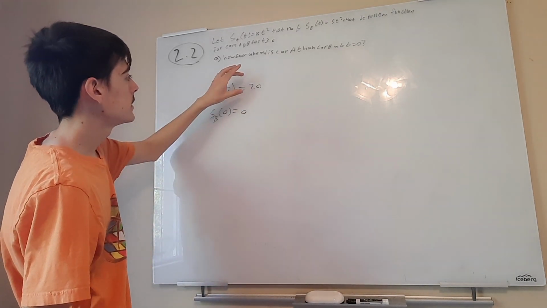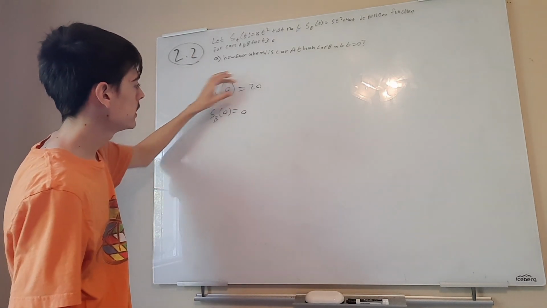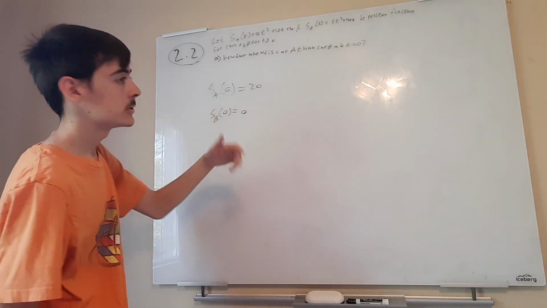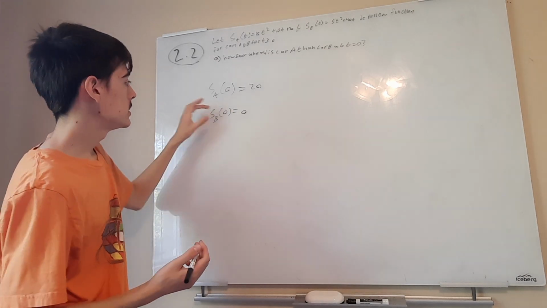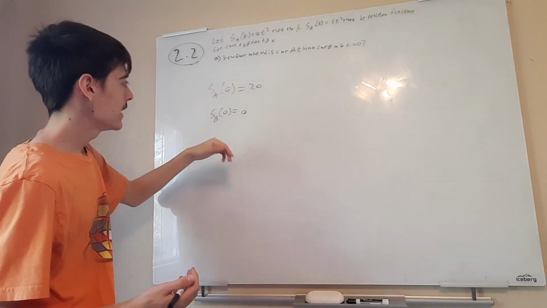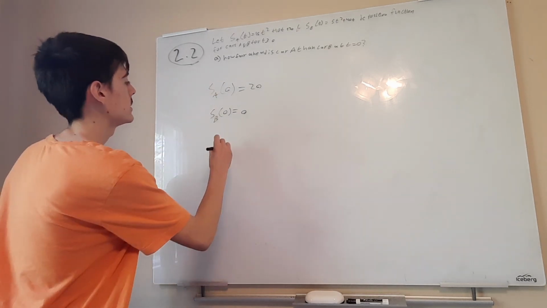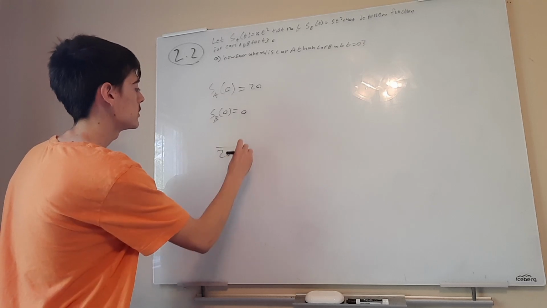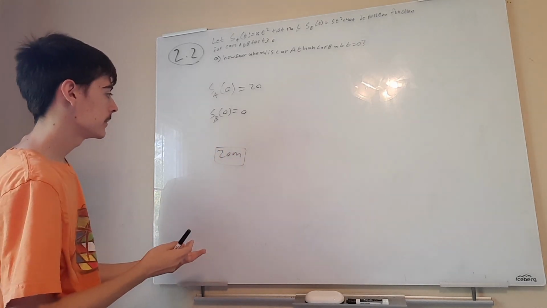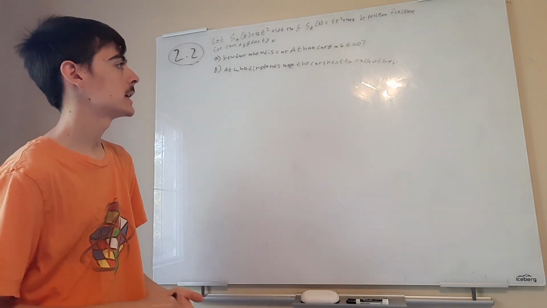Now these are positions at time 0. So car A's position is 20, car B's position is 0. Because 0 is 20 less than 20, that means car A is 20 meters ahead of car B. So the answer is going to be 20 meters, basically. And that's part A. All right, part B asks us, at what instance are the cars next to each other?